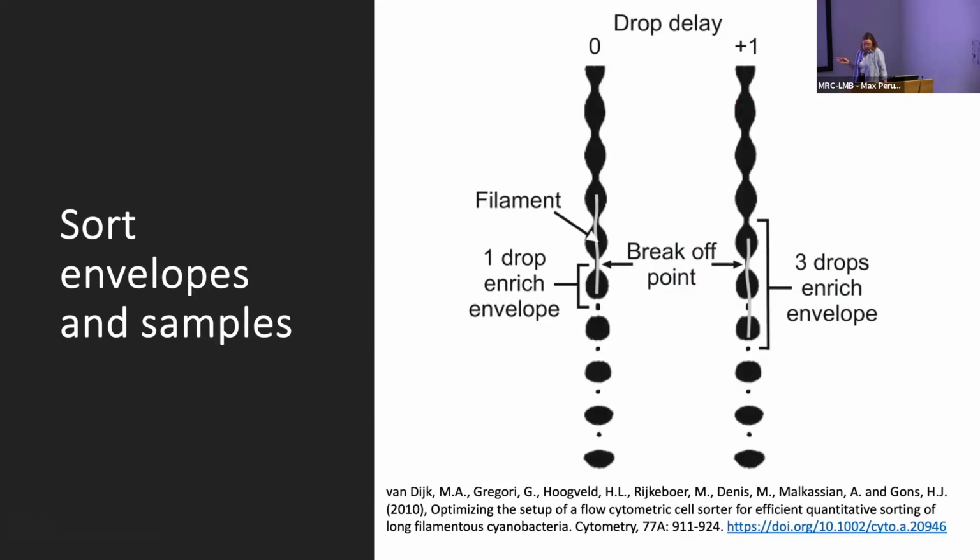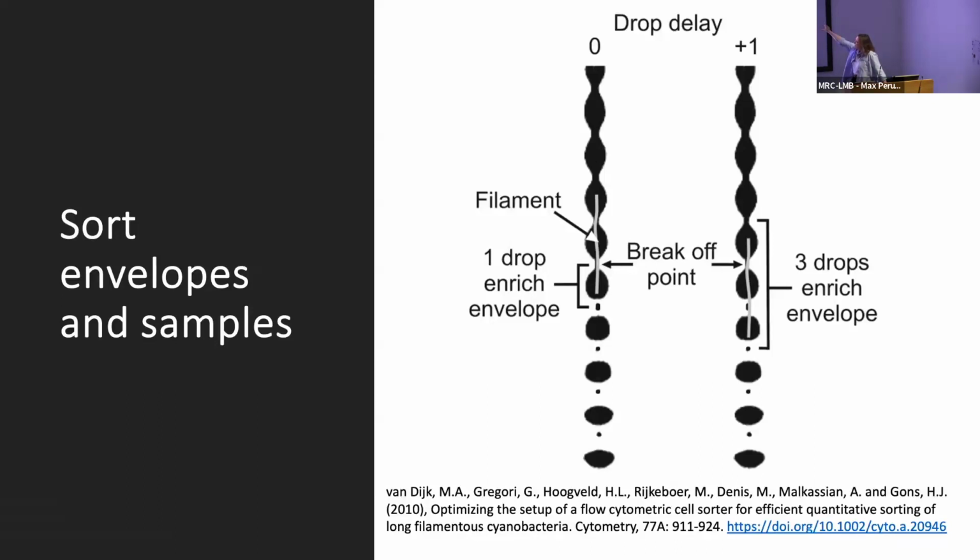So here I actually have an example of a bacterial filament that, depending on your drop envelope and depending on where the break-off point is calculated, you can see that in this case, because it's a filamentous particle and it's quite long, it can actually be present in multiple drops as it's being sorted. So if we use a 1-drop enriched envelope, you can see that part of that filamentous bacteria will not be sorted correctly.